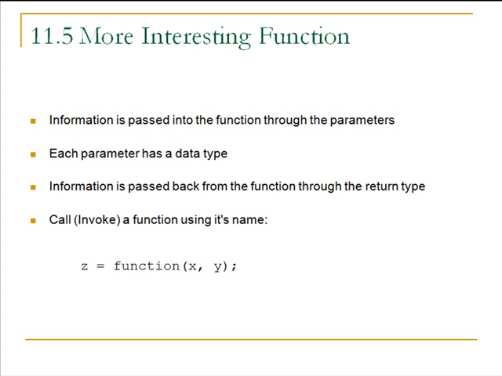You pass information into the function through the parameters, and each of the parameters has a data type. So in our small function called cube, we had one function and one parameter, and its data type was int. So that was the information that main was passing into the function. Information can be passed back from the function to the caller through the return type.